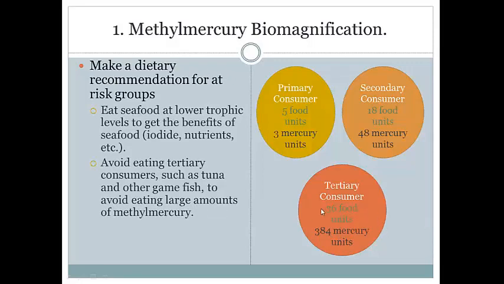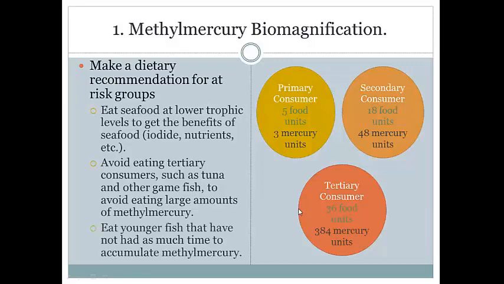Avoid eating these tertiary consumers. So these are going to be like tuna, game fish, the large predatory fish that are in the ecosystem. Avoid eating those to avoid eating large amounts of methyl mercury. Another option might be to eat younger fish. Younger fish have been feeding in the environment for less time, therefore they have not been able to accumulate as much methyl mercury.